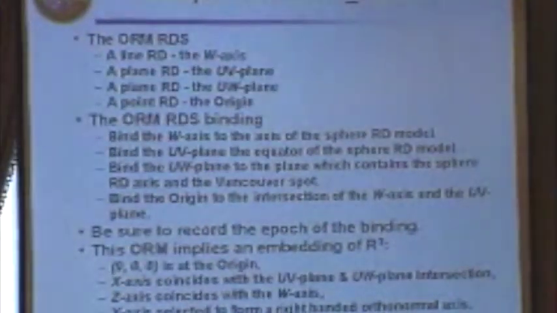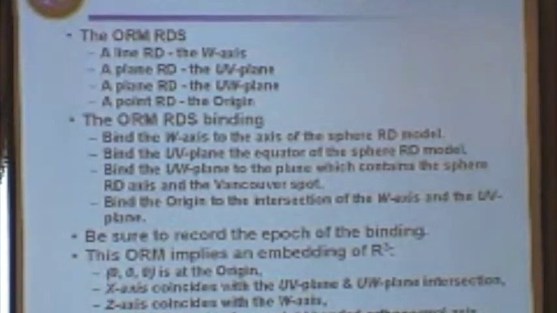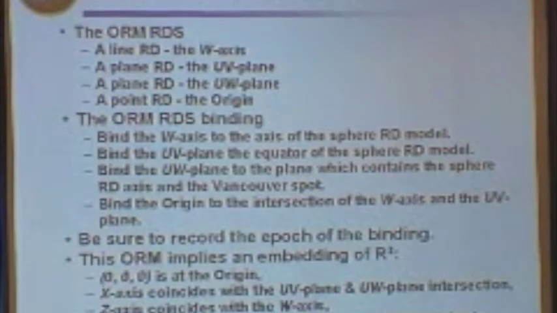Now, for our ORM reference datum set, we're going to take these four reference datum geometric concepts. We're going to have a line representing the V-axis, a plane representing UV, a plane representing UW, and a point representing the origin. We're using U, V, and W instead of X, Y, Z because XYZ belongs to the coordinate system, and when we do the embedding, the embedding identifies UVW directions to XYZ directions.